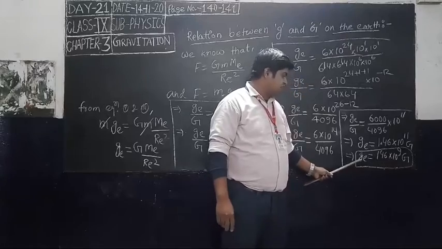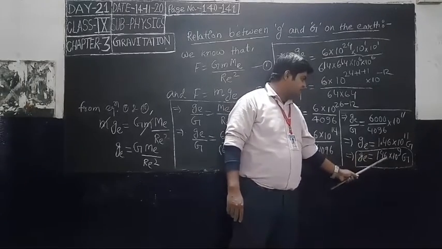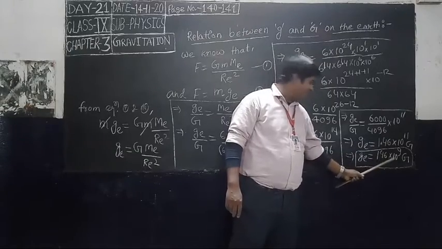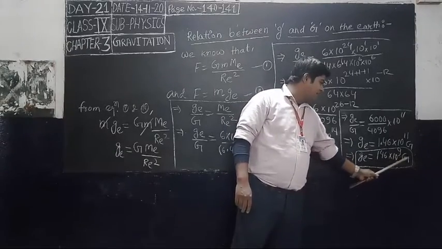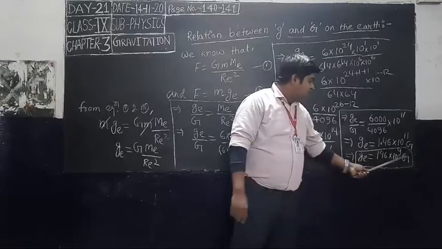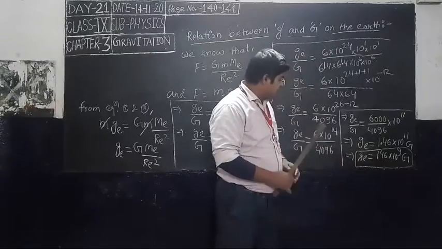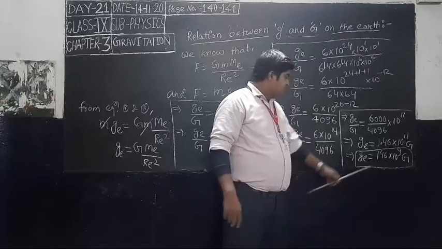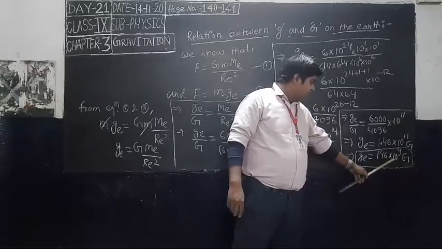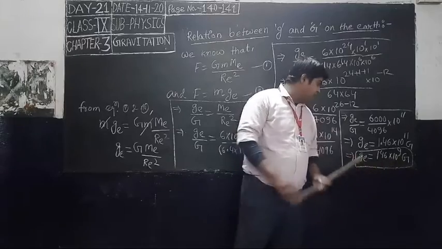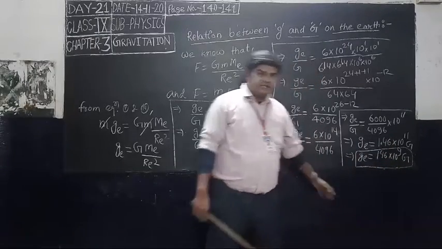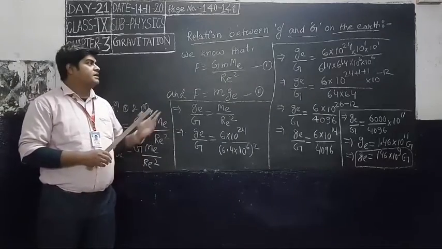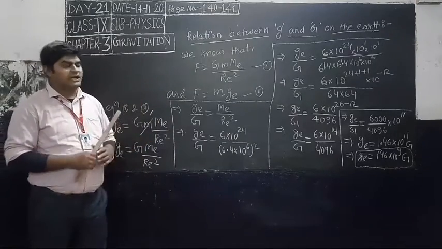So g is equal to 146. Remove, just take 2 zeros. So it becomes 146 into 10 to the power 9 times the gravitational constant. So we can say that the acceleration due to gravity on the earth is 140 billion times greater than the gravitational constant. Students, I hope you understood very well about the relationship between small g and capital G.